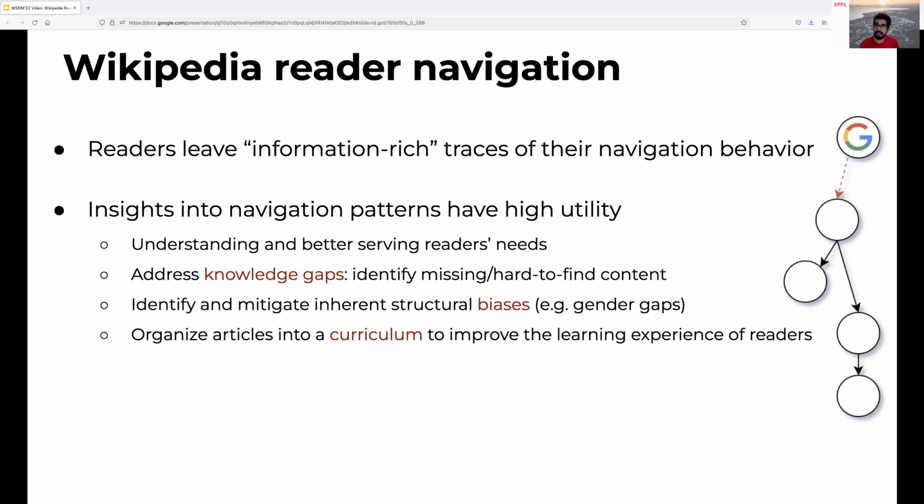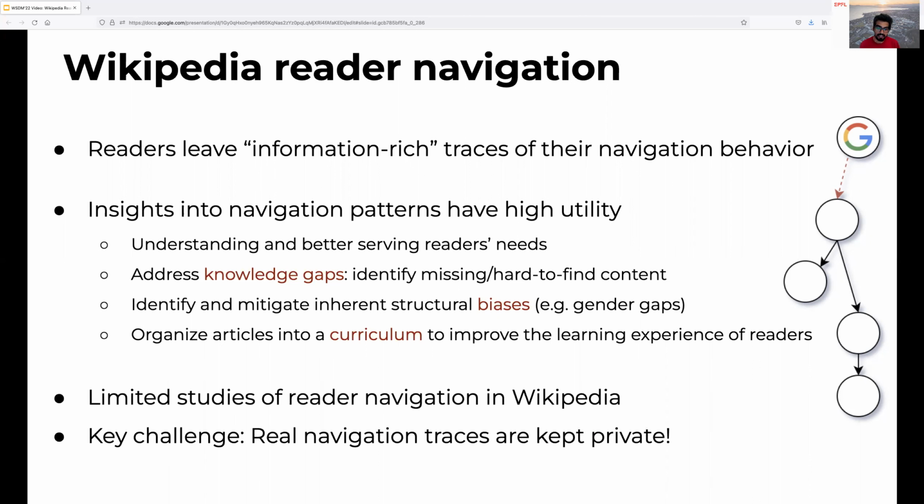That said, despite so many interesting and important applications, systematic studies on navigation in Wikipedia are fairly limited, and this is because of one key challenge. In a commitment to protect the privacy of Wikipedia readers, the real navigation traces are kept private by the Wikimedia Foundation.